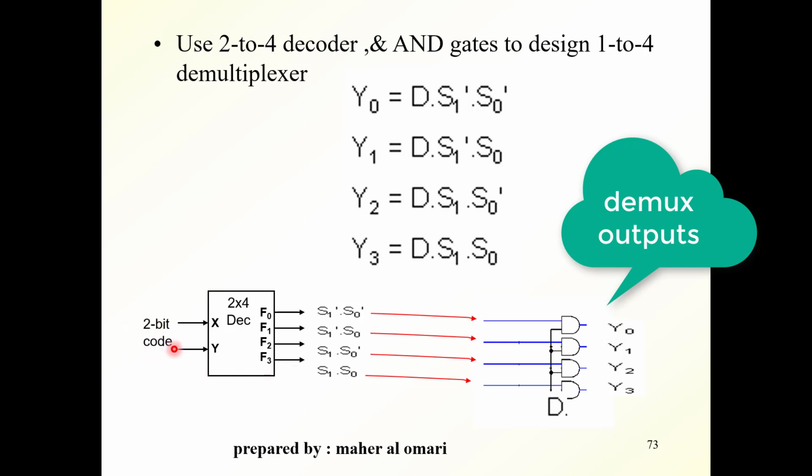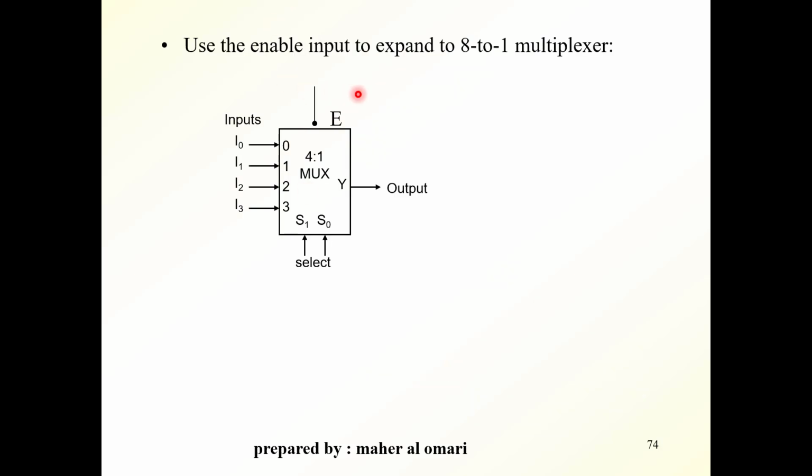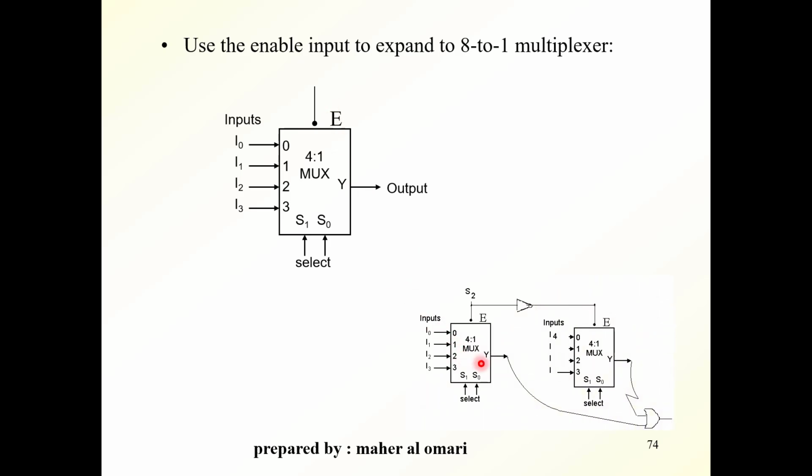Use the enable input to expand this 4 to 1 multiplexer into an 8 to 1 multiplexer. Use the enable. The 8 to 1 multiplexer needs 3 select lines. This one has 2 select lines. We use the enable as the third select line by connecting the 2 multiplexers this way. This is the first multiplexer. The select lines are common here, S0 and S1. They are common on both. S2 is connected this way, and inverted to the other multiplexer.